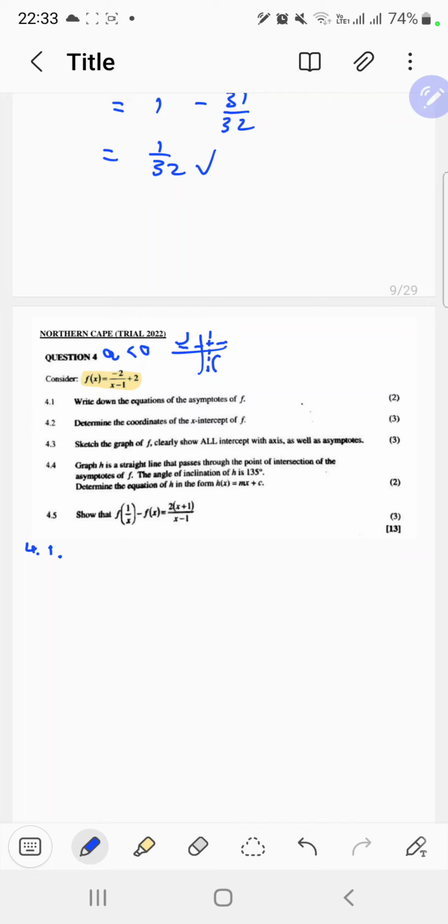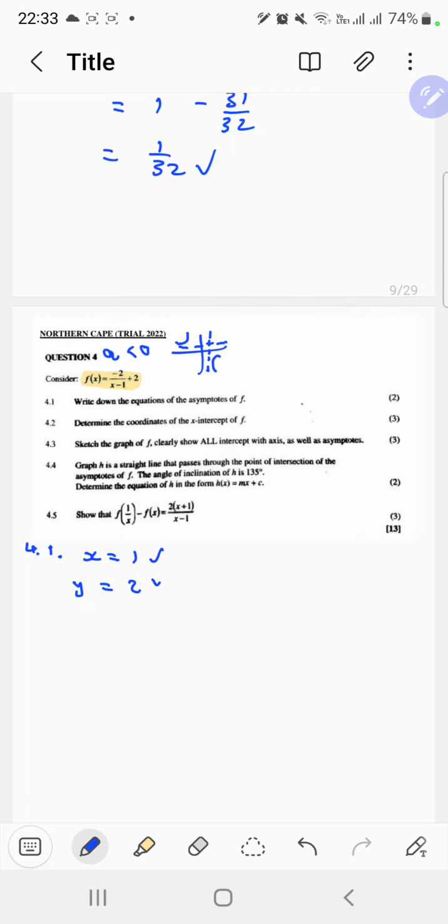We just keep going. So the question says here, write down the equation of the asymptotes of f. Okay, first of all, we take what is on the denominator, we equate it to 0, so x is going to be equal to 1, and then y is just that value of q as it appears. So those are the equations of the asymptotes.